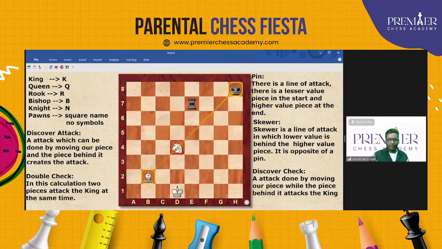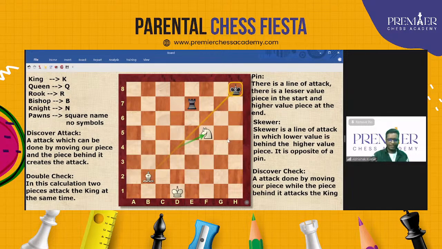So if we play the knight to f5, can we say that when we move the knight away, the bishop uncovered the attack? The bishop is now attacking the king. That attack which we uncovered right now is onto the king. So instead of saying discovered attack, we will say a discovered check. Okay, so this is how discovered check looks.